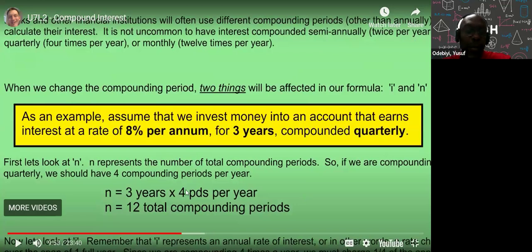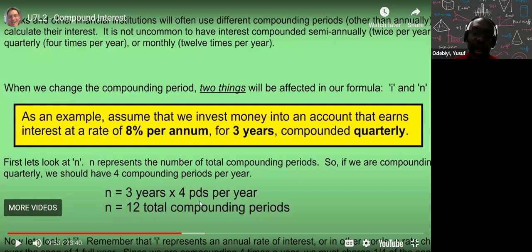Now our N is the number of compounding periods. It says here N represents the total number of compounding periods. That's key to remember. If it was compounded yearly, and I say 3 years, that would mean my number of compounding periods would only be 3, because I'm compounding yearly for 3 years.